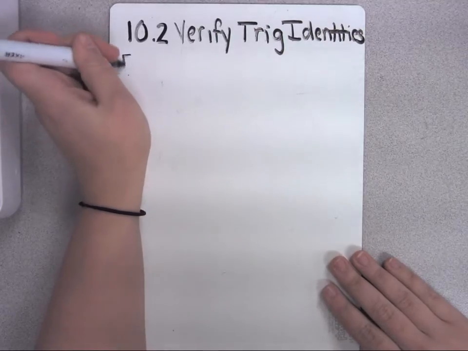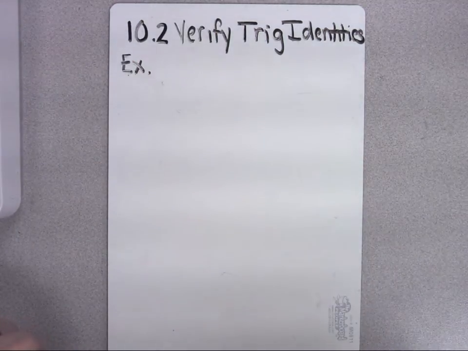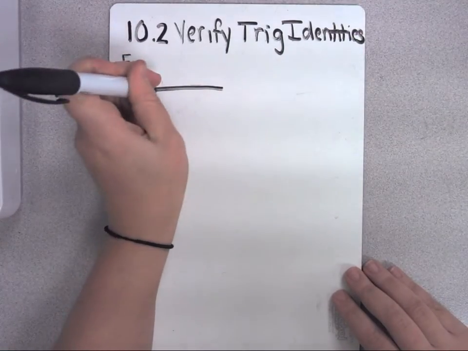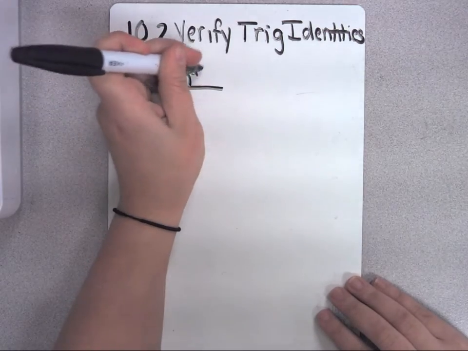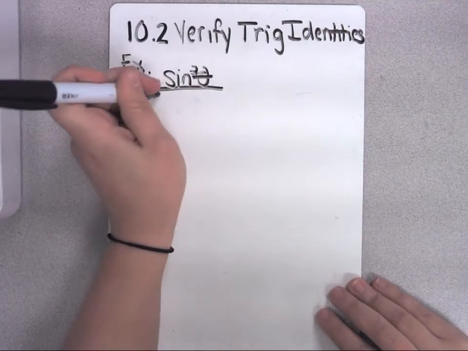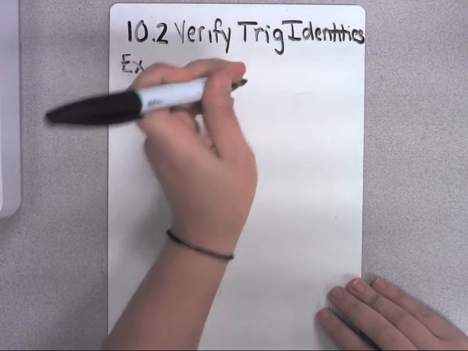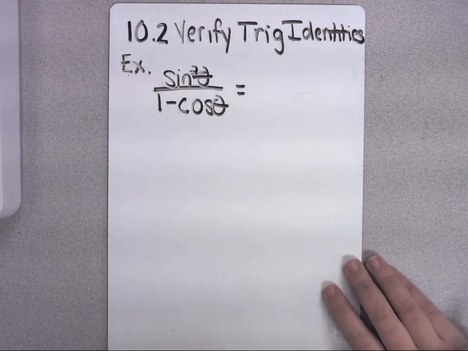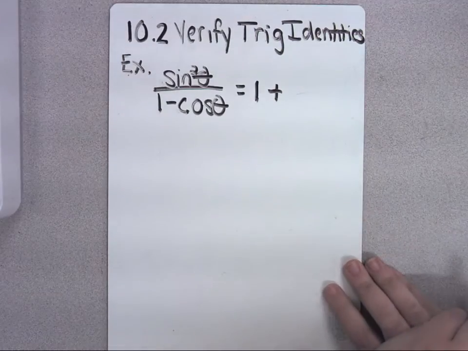So here is an example. There's not a lot of notes, it's just examples. The left side has the fraction. It says sine squared of theta on top, all over 1 minus cosine of theta, all equals 1 plus cosine of theta.